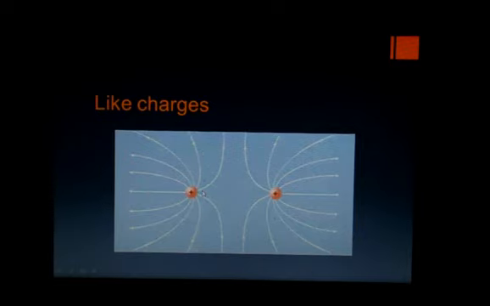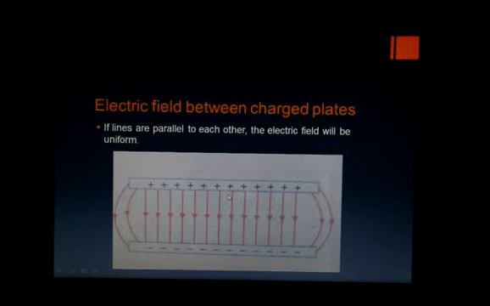Now we come to like charges. In case of like charges, you notice that for plus Q the lines are directed outward, but because there is a force of repulsion, here the field would be stronger because the lines of force are close, and here there is no electric line of force passing through this region. So this point is known as the neutral zone, and the resultant intensity would be zero at this point.